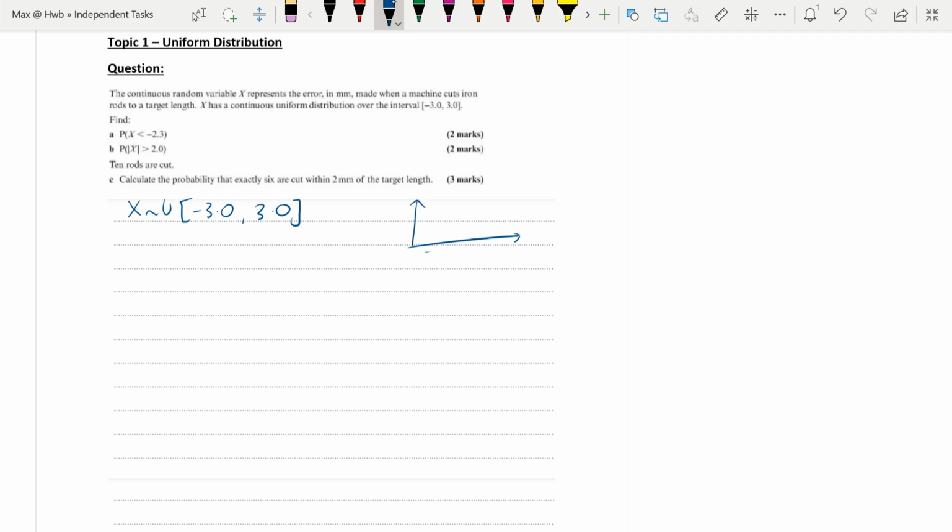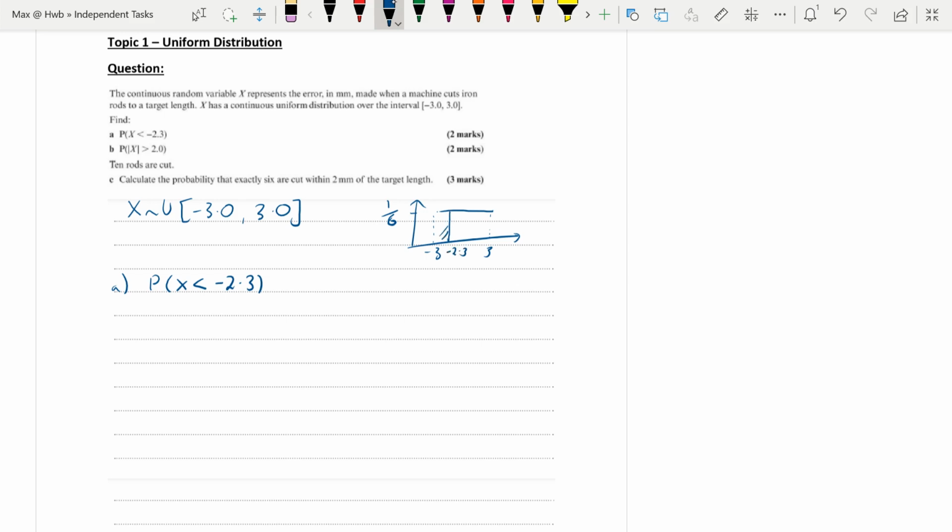So it's going to go from -3 up to 3 if I'm drawing my bar. I'm also going to put my height on my bar. So remember, it's 1 over b minus a, so that'll give me a 1/6. Now, that allows me to do some probabilities. So for part A, I want the probability that x is less than -2.3. So I'm simply going to look at the area of the bar. So -2.3, let's say that's about there.